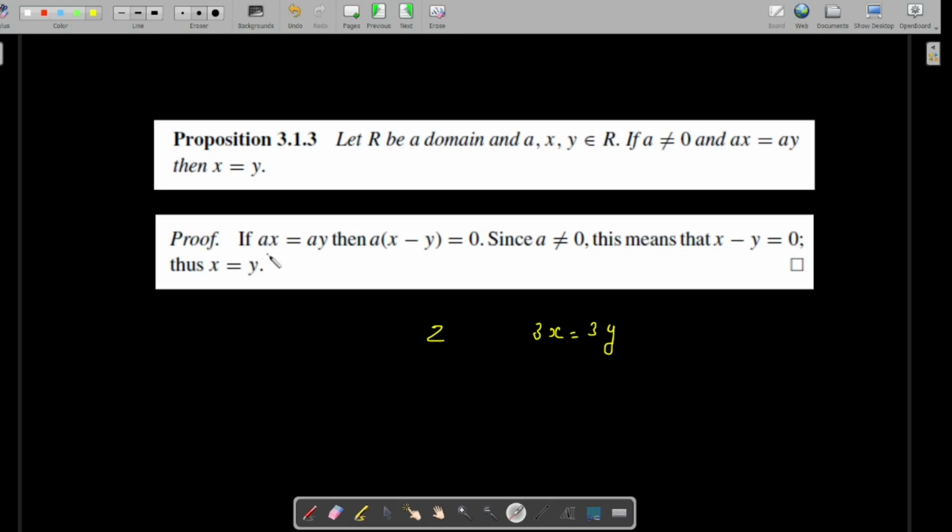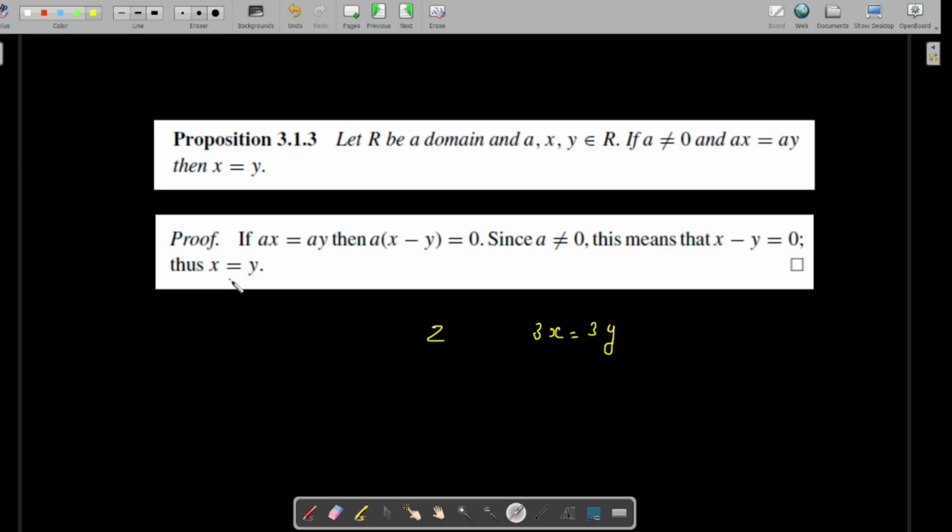Proof goes in this way. If ax equals ay, then you can write a into (x minus y) equals 0. Since it is a domain and it is given that a is not equal to 0, the property of the domain shows that x minus y equals 0.